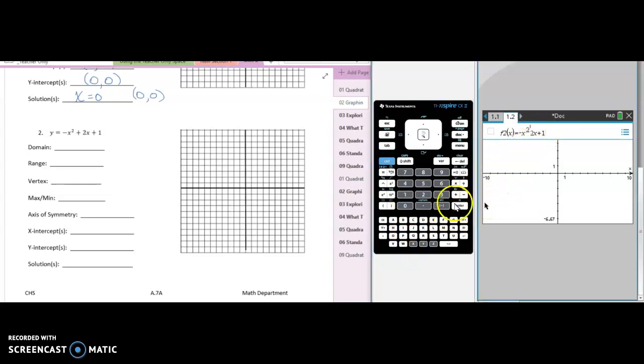Oh, I forgot my plus. That was almost a disaster. Well, really not a disaster. We could have fixed it. Okay. Oh, wow, that one turned upside down, didn't it?